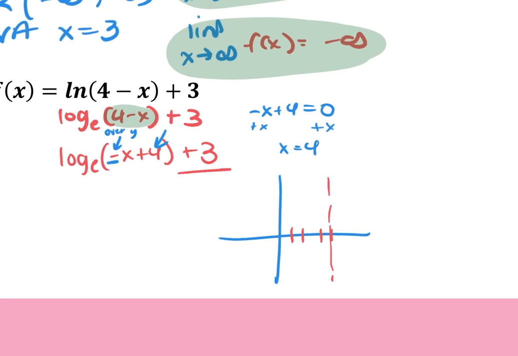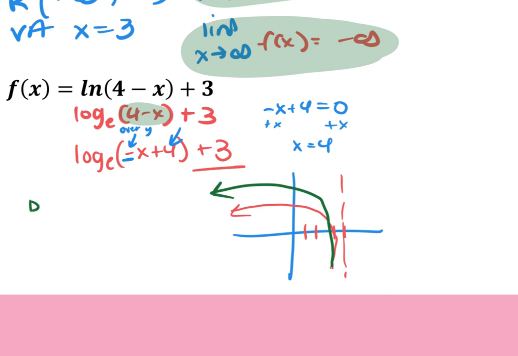And then up 3 means I literally shifted it up 3. So I take my graph, which would be flipped to the left, and it shifts up 3. It does not affect your domain. It does not affect your vertical asymptote. A vertical shift just literally makes it go up. So what's your domain? Negative infinity to 4. What's your range? Negative infinity to positive infinity. What's your vertical asymptote? x equals 4.